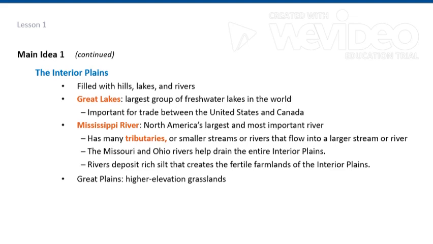West of the Great Lakes lies North America's largest and most important river, the Mississippi River. Tributaries in the interior plains flow to the Mississippi. A tributary is a small stream or river that flows into a larger stream or river. Along the way, these rivers deposit rich silt. The silt creates fertile farmlands that cover most of the interior plains. The Missouri and Ohio rivers are huge tributaries to the Mississippi. They help drain the entire interior plains.